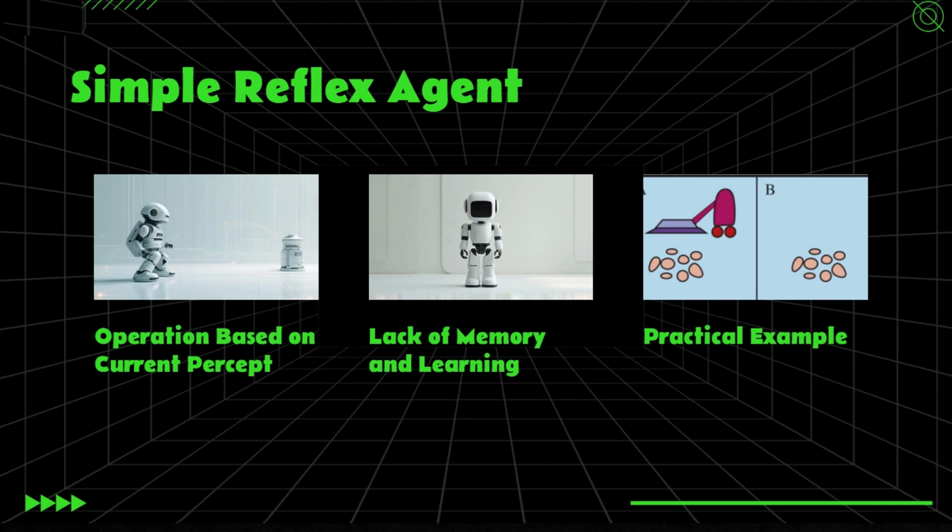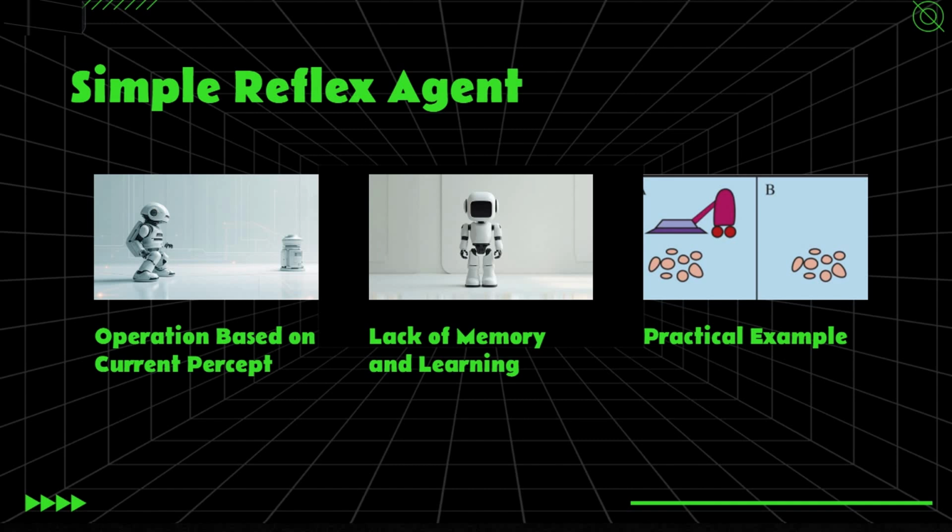Imagine a robot that works on very basic rules, like a machine that says, if this happens, then do that. It doesn't think about the past, it doesn't plan for the future, it just looks at what's happening right now and it reacts. For example, here we have a picture of a vacuum cleaner robot. If it sees dirt, it cleans it. No questions asked. If it's in room A, it moves to the right. If it's in room B, it's gonna move to the left.